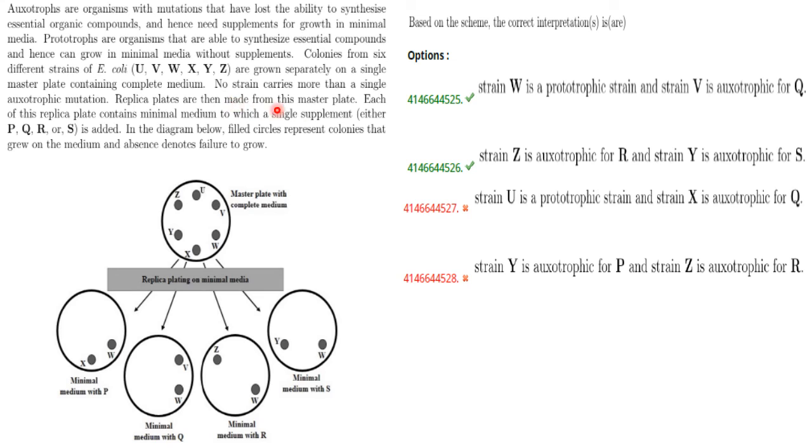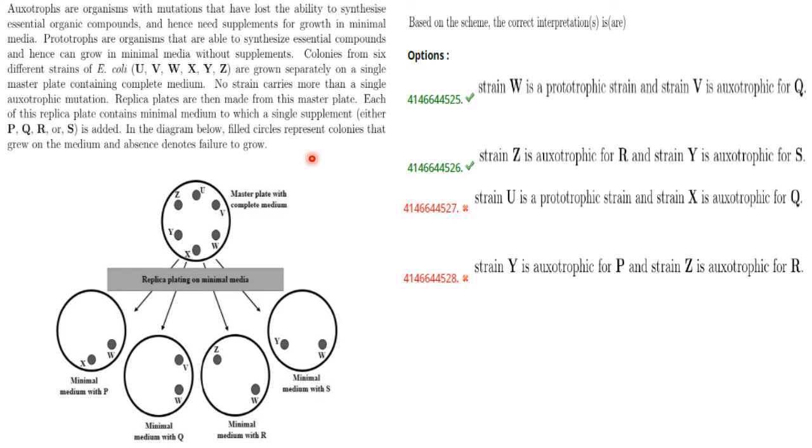Replica plates are then made from this master plate. Then replica plating has been done in 1, 2, 3, 4. Each of these replica plates contains minimal medium to which a single supplement, either P, Q, R or S, is added. In the diagram below, filled circles represent colonies that grew on the medium and absence denotes failure to grow.